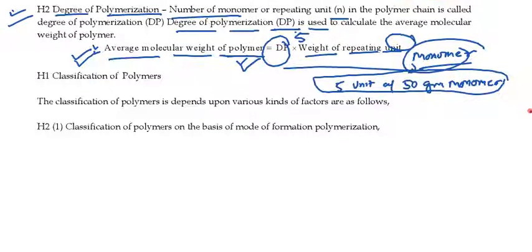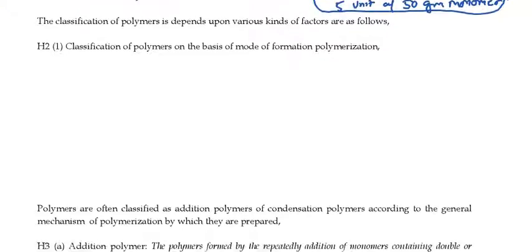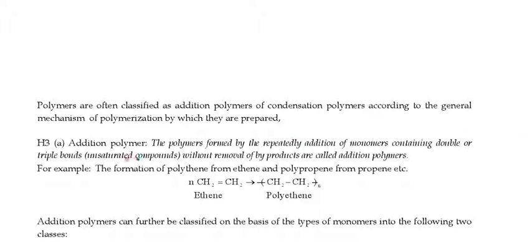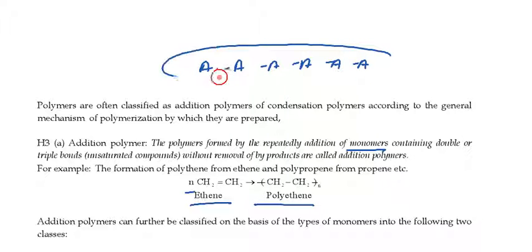Next we will discuss the classification of polymers. On the basis of mode of formation, we divide them into two categories. One is the addition polymer. In addition polymers, one type of monomer gets attached multiple times, like ethene forming polyethylene when n units add to each other in the form of a chain.